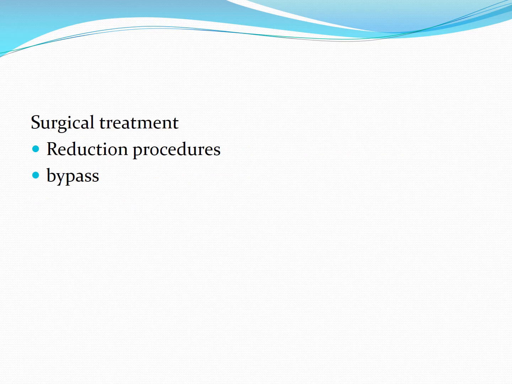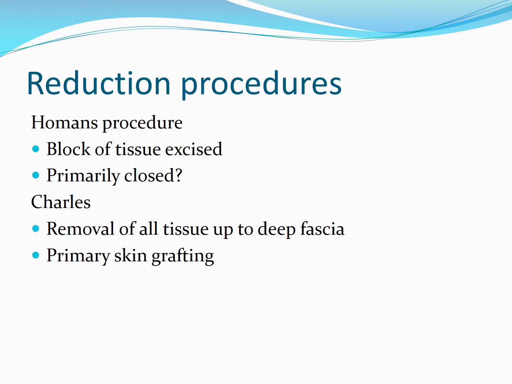Surgical treatment is the last resort, where you do some bail-out procedures to try to reduce the size of the limb. There are two kinds of procedures: reduction procedures and bypass procedures. Let's see what reduction procedures are first. There are several procedures described, but here I will elaborate on two. In Homan's procedure, you remove a block of tissue like a wedge of the affected part, and then that part is primarily closed.